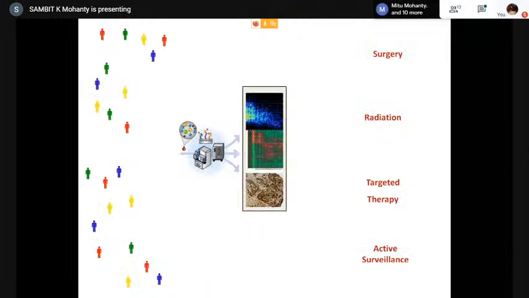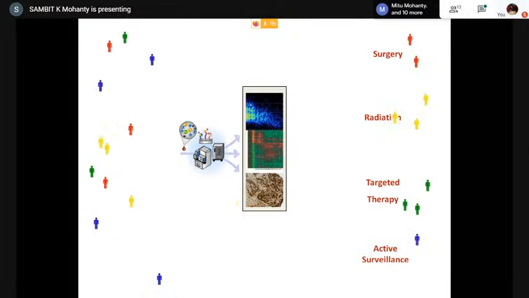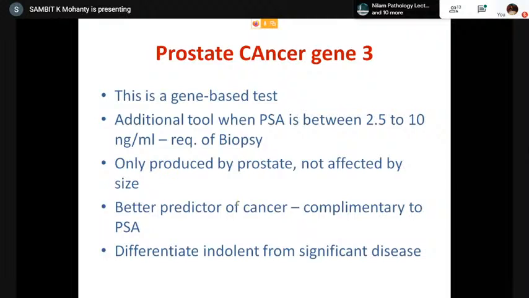So now, from the blockbuster approach, we are moving more towards precision medicine. There's another test called the prostate cancer gene 3 test. This is an additional tool. When the PSA is not high, it is a little high, 2.5 to 10 nanogram per ml, you require a biopsy and you do a PCA3 gene test. That way, in a small volume, little tumor, you can diagnose whether cancer is there or not, and whether it is indolent, depending on the gene expression profiling, is going to do well or badly.